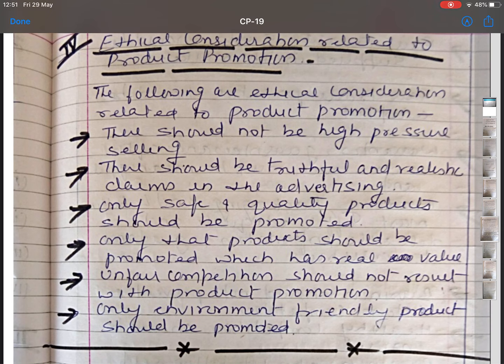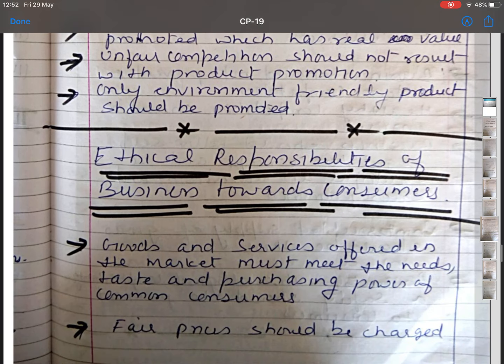Then there should be truthful and realistic claims in the advertising. Then only safe and quality products should be promoted. Then only those products should be promoted which have real value to the consumers. Unfair competition should not result from product promotion. Only environment-friendly products should be promoted. So these are ethical considerations which are related to product promotion.